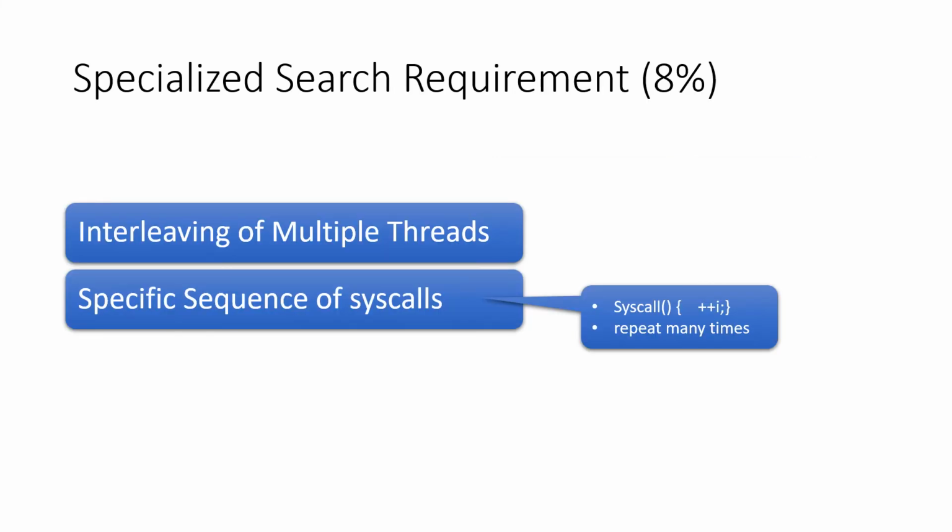The last root cause is specialized search requirement, which is about 8%. There are two kinds of situations. One is the interleavings of multiple threads. Another is a special sequence of syscalls. There may be code like ++i inside these calls, so it needs to repeat the syscall many times.